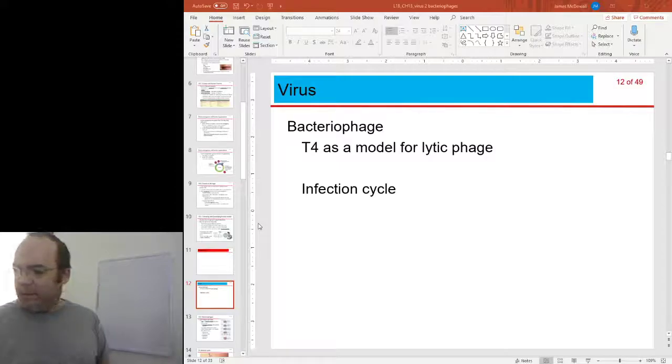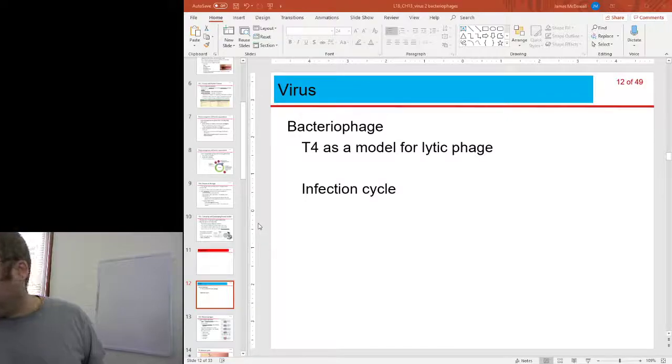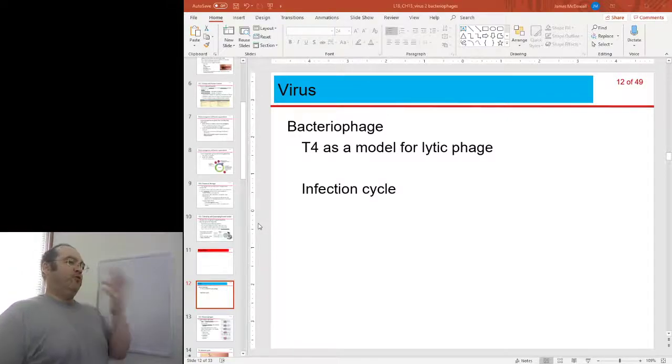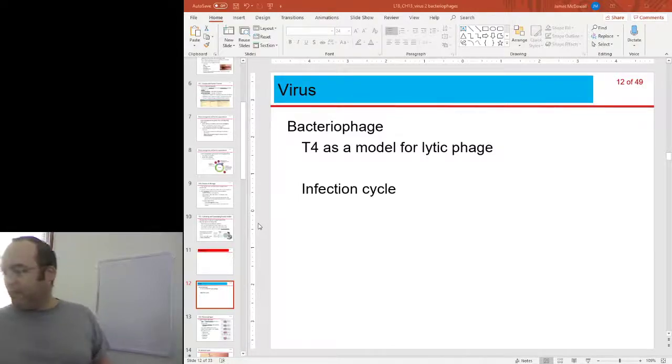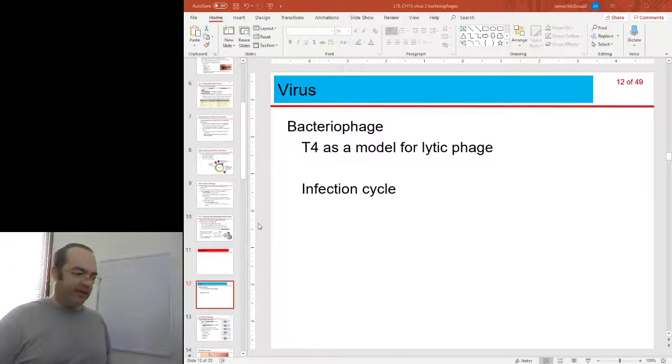But bacteriophages. That means going back a little bit in the book. Bacteriophages start on page 338. First of all, we'll look at what is a bacteriophage, and then we'll look at 2 kinds of bacteriophage. The book has 3 kinds. It has lytic phages, it has temperate phages, and it has filamentous phages. We will just look at the lytic phages and the temperate phages.